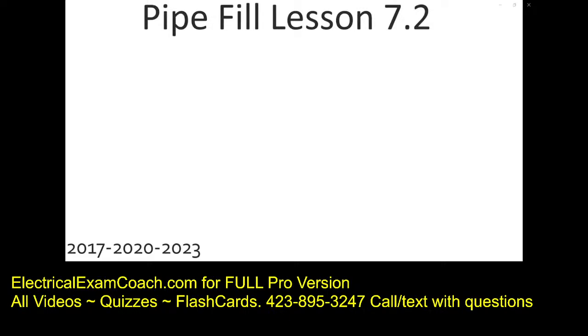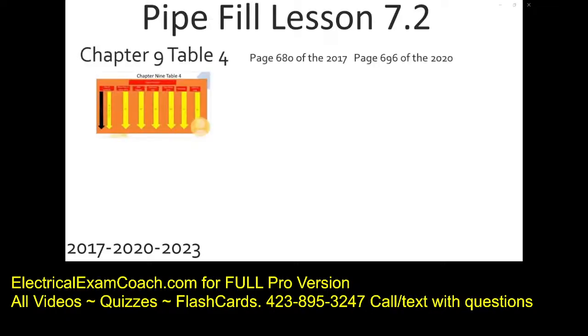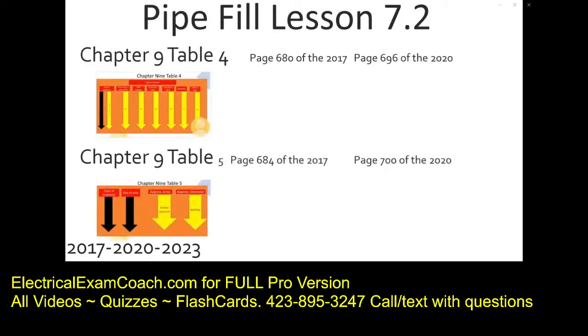We're going to learn about Chapter 9, Table 4 and Chapter 9, Table 5. First, let's learn about Chapter 9, Table 4. It's on page 680 of the 2017. It's on page 696 of the 2020, and this video is 2023 compatible, so you find your page number for Chapter 9, Table 4. If you've used the Mike Holt tabs that we recommend, you're going to have a Chapter 9, Table 4 tab, and you can flip there now.